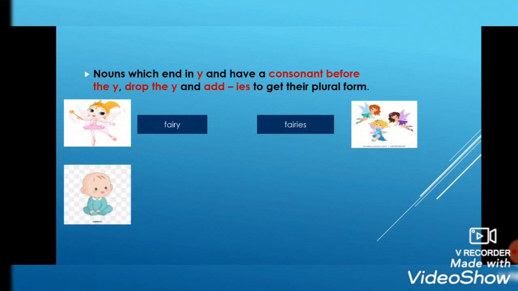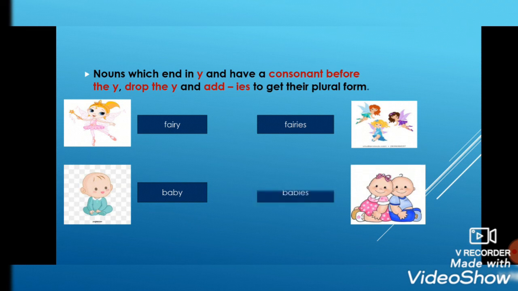The second picture shows a baby. So also it ends with y and directly before the y we have a consonant letter b. So we have to cross the y and add ies to get its plural form.